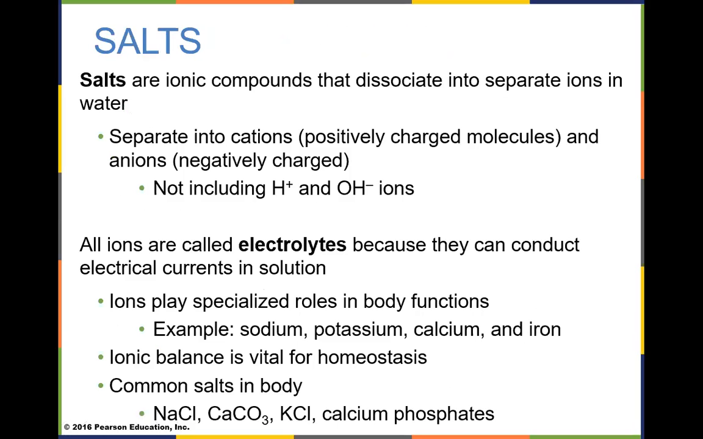Salts, we use salts all the time: sodium chloride, potassium chloride, calcium carbonate. These will separate into cations and anions. They are ionic. These are ionic bonds. Sodium chloride separates into the positive sodium ion and the negative chlorine ion and goes into solution. Now, chlorine doesn't get to play much. It's just sort of there. But sodium has a major impact on our bodies.